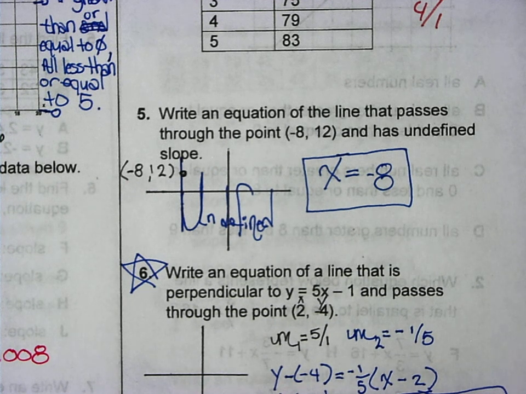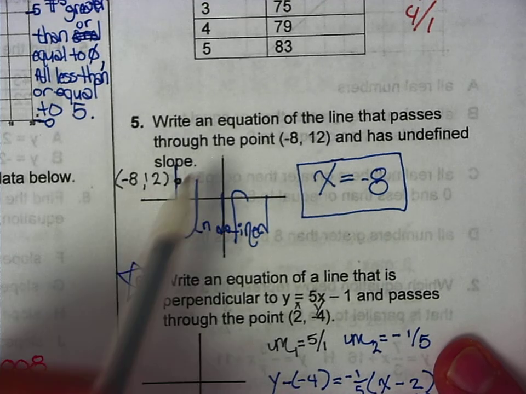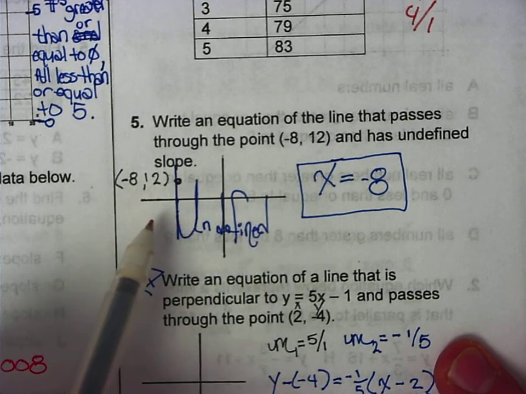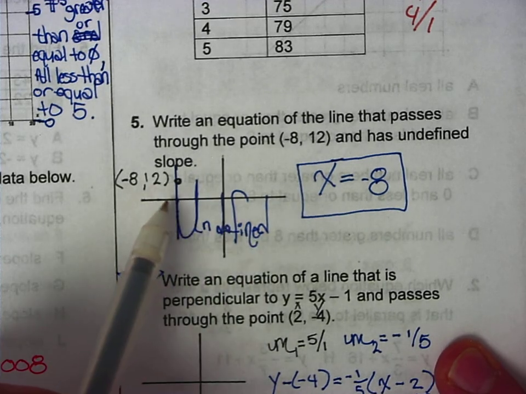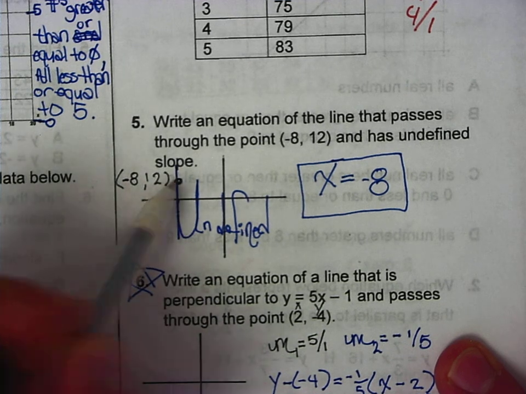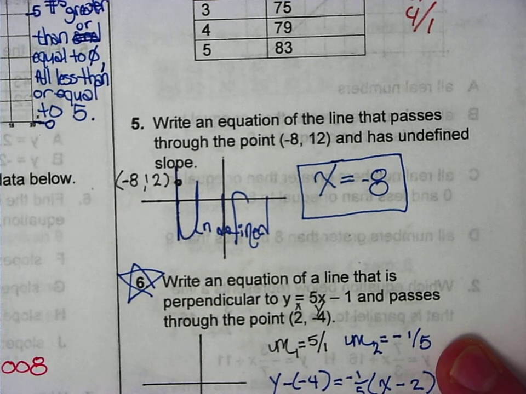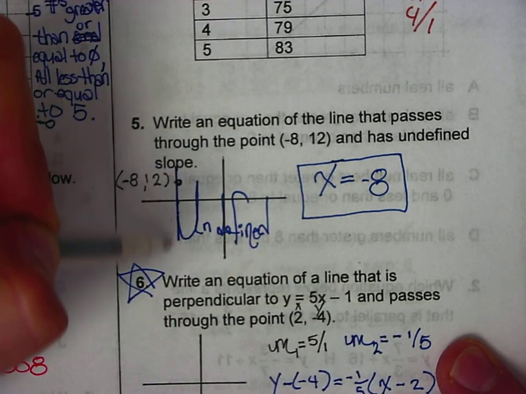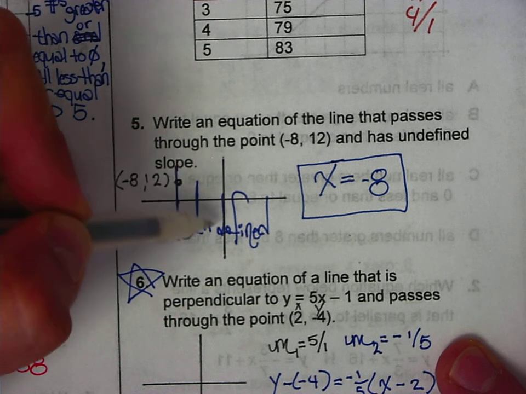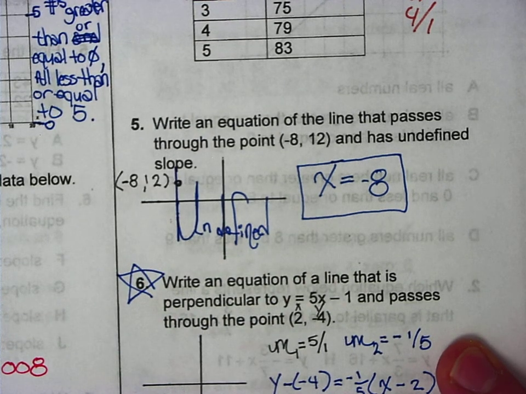For number 5, write an equation of a line that passes through the point -8, 12, and then has an undefined slope. So -8, 12, I kind of just drew a basic graph here, and I approximated -8 would be to the left, and +12 would be somewhere up here, and I drew a point. I remember from my notes that undefined means an up and down line, like the beginning of the letter U in the word undefined. So I know, okay, that's my key right there.